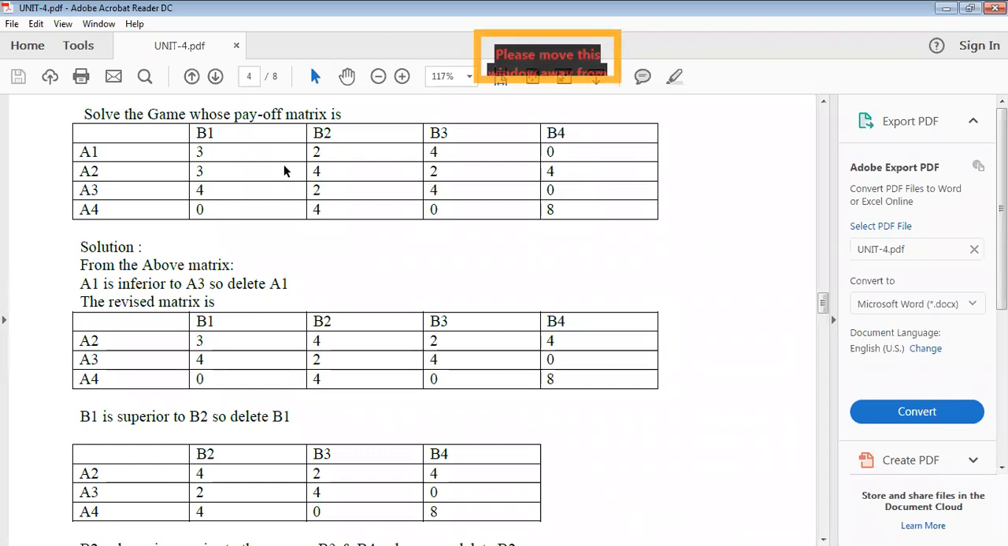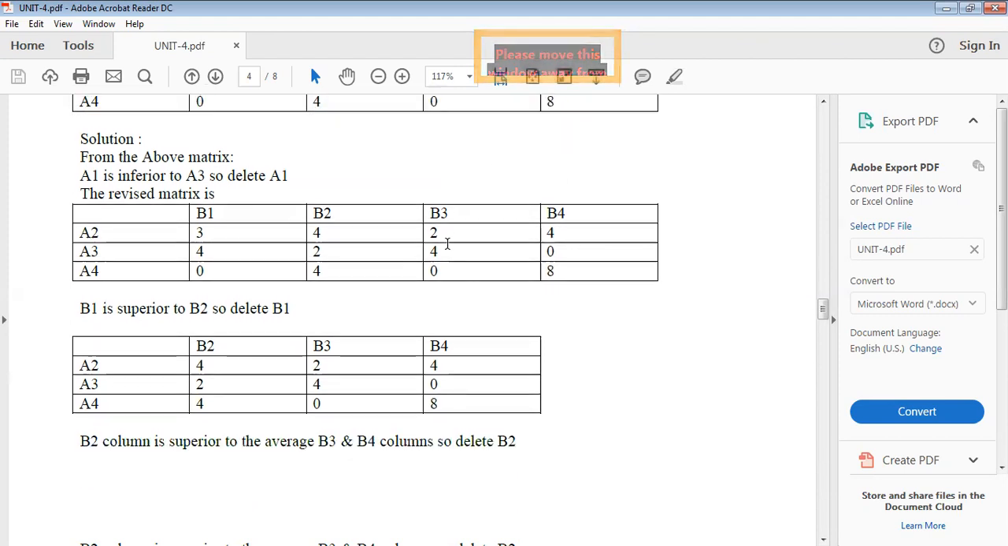Whereas if you consider columns, the dominant column, which is dominating other columns, has to be removed. The column which is dominating others is to be removed. Next, the revised matrix is 3, 4, 0, 4, 2, 4, 2, 4, 0, 4, 0, 8, as mentioned. So here B1 is superior to B2.